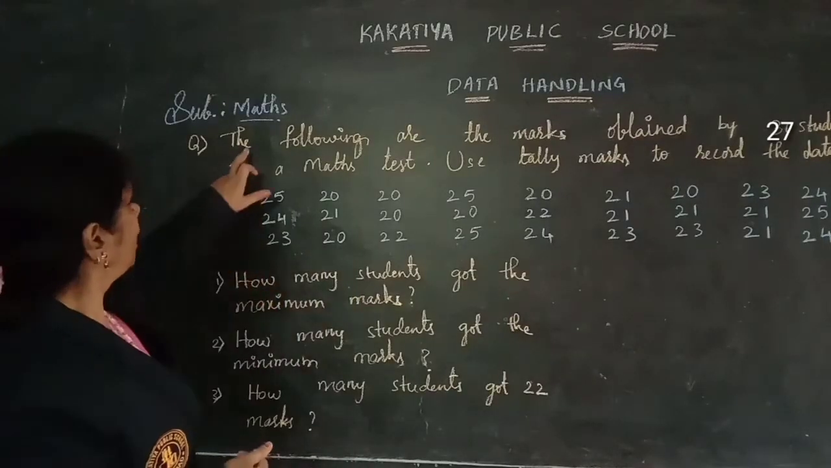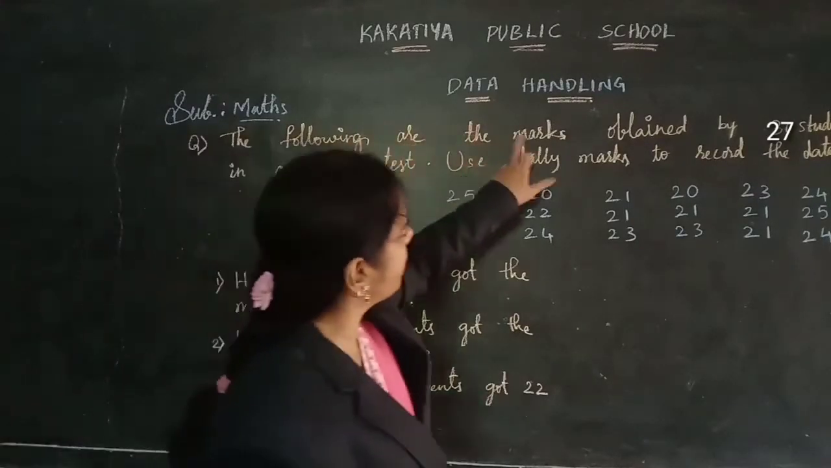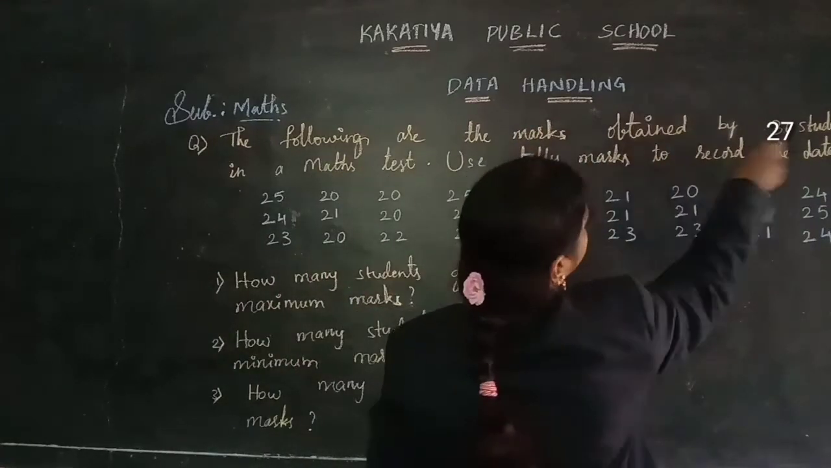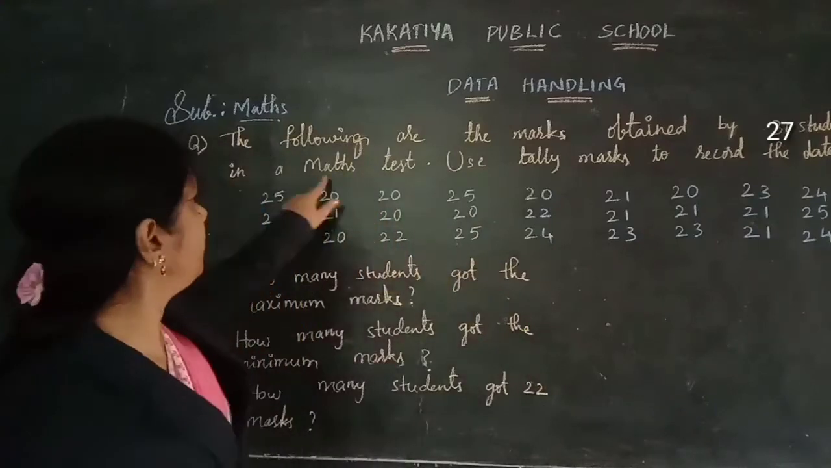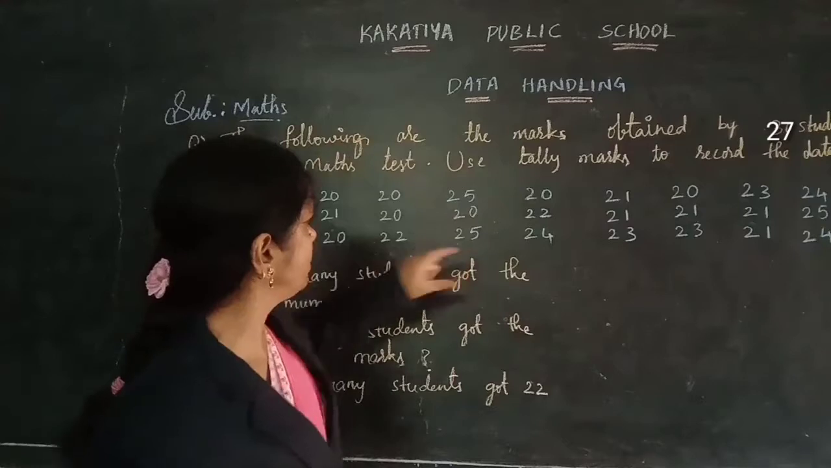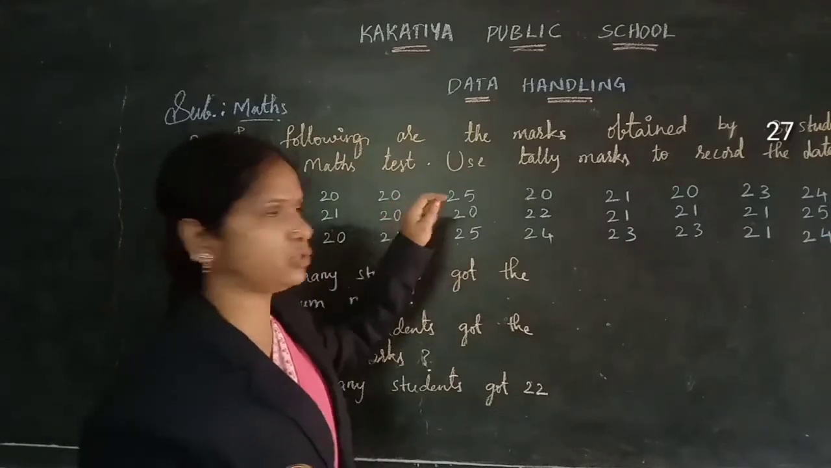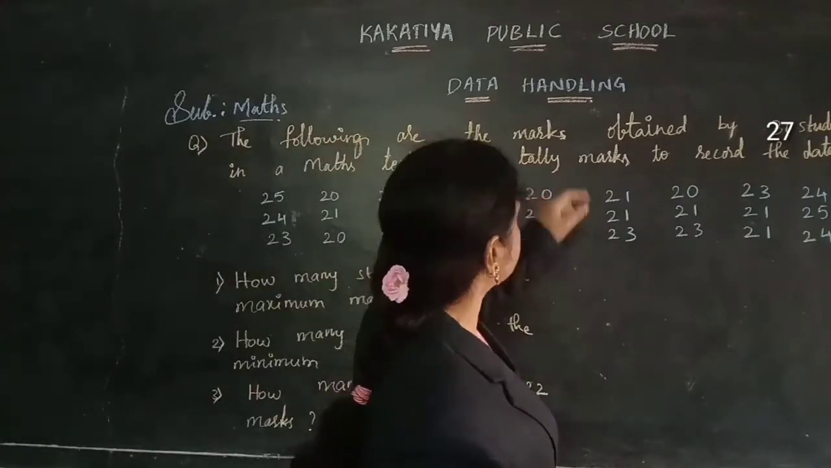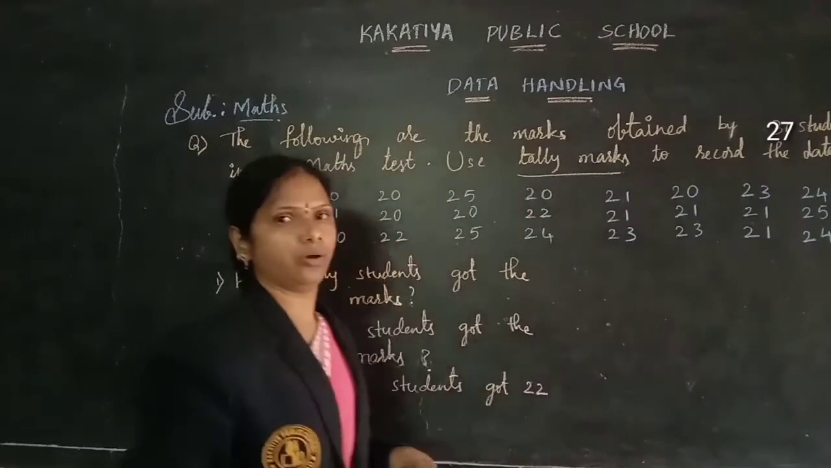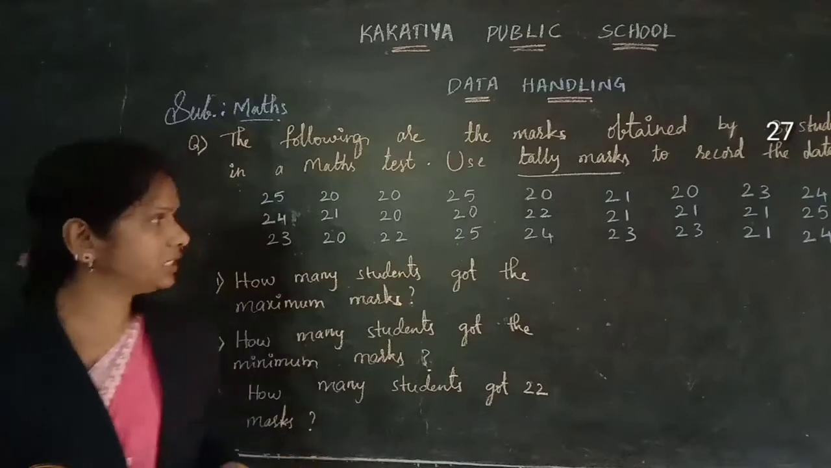The following are the marks obtained by 27 students in a maths test conducted by the teacher. So these are the marks which are obtained by students. We need to use tally marks to record the data. To write the data we need to use tally marks.